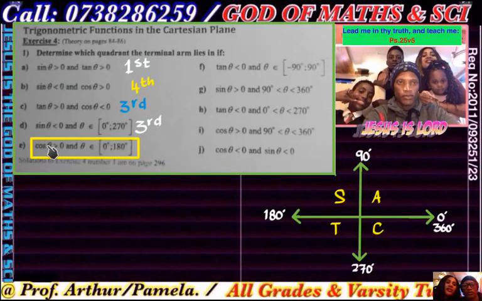Now we proceed. Alphabet E states cos of theta is greater than 0. That means where cos is positive. It's positive in the first and also in the fourth quadrant. All right. Then we are given that theta is an element of the closed interval 0 to 180 degrees.